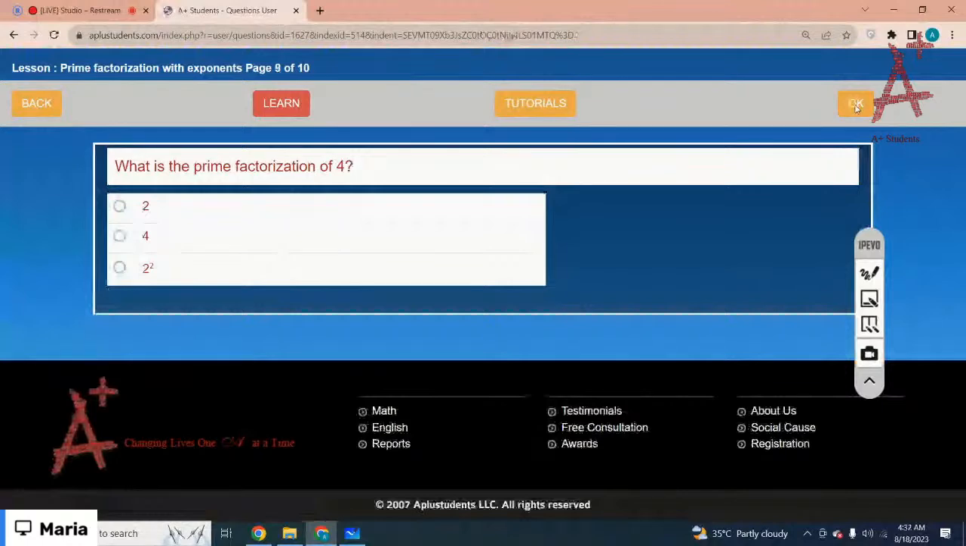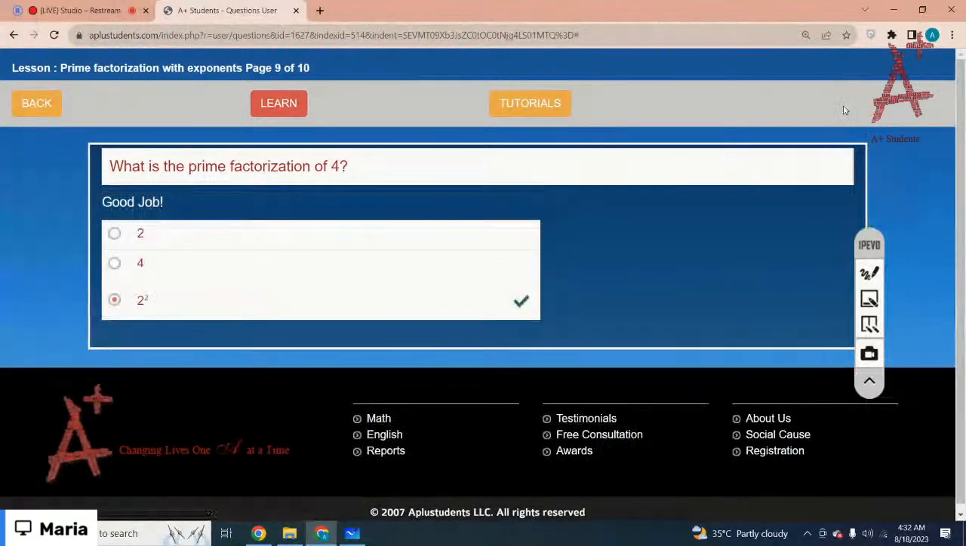What is the prime factorization of 4? Which is the correct option? The prime factorization of 4 is 2 times 2, right? You can write it as 2 square. Option number 3 is the correct option. It would be 2 square.